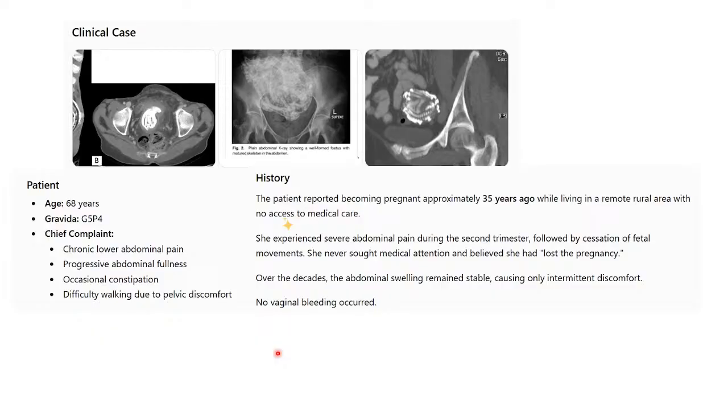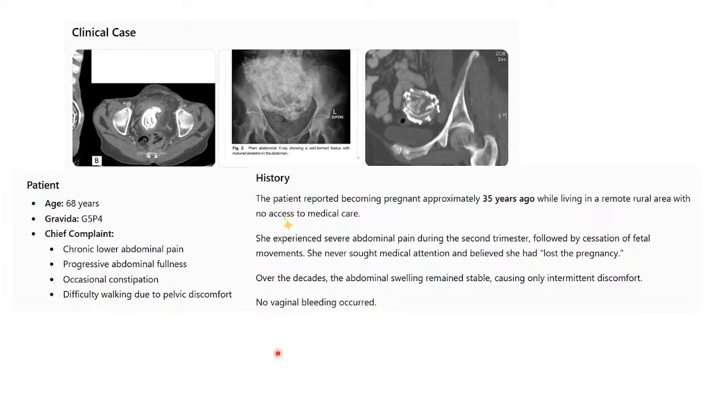She experienced severe abdominal pain during the second trimester, followed by cessation of fetal movements. She never sought medical attention and believed she had lost the baby. Over the decades, the abdominal swelling remained stable, causing only intermittent discomfort. No vaginal bleeding. Okay, so you can see here on this X-ray what we have.